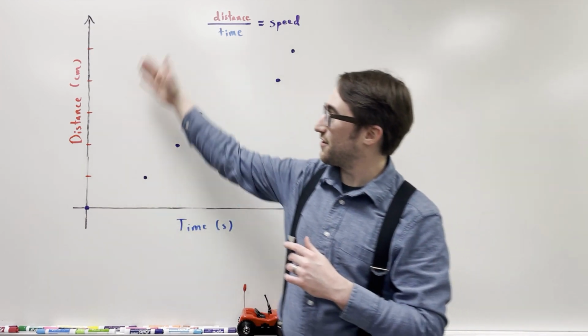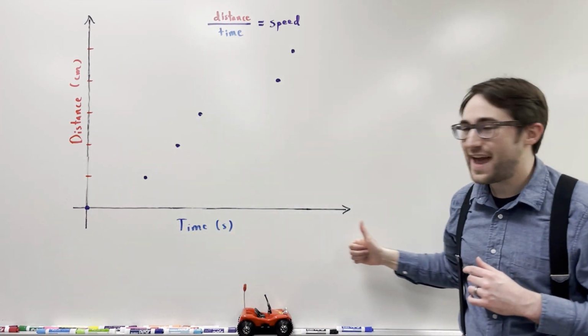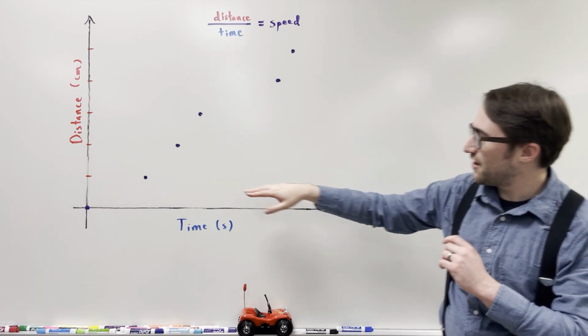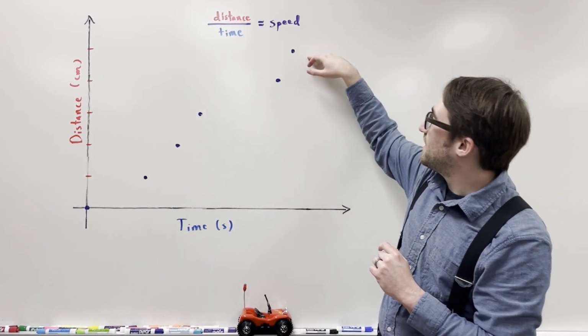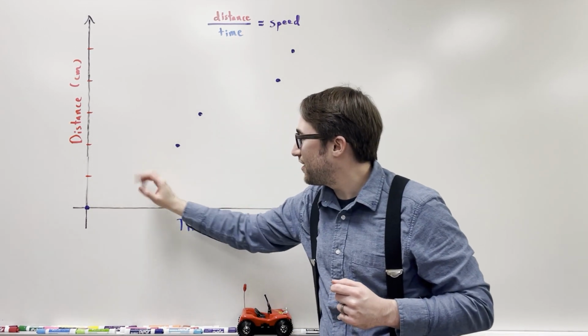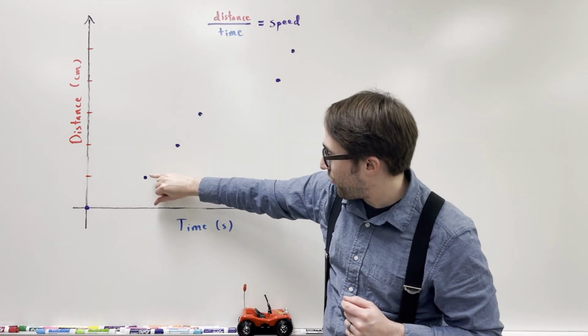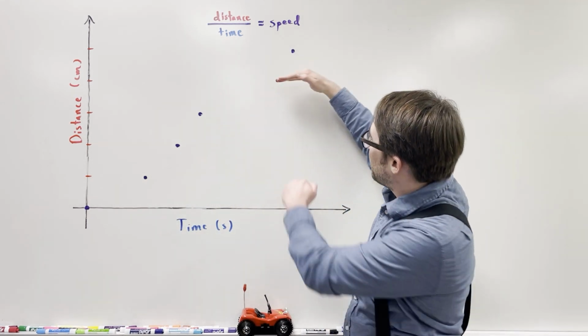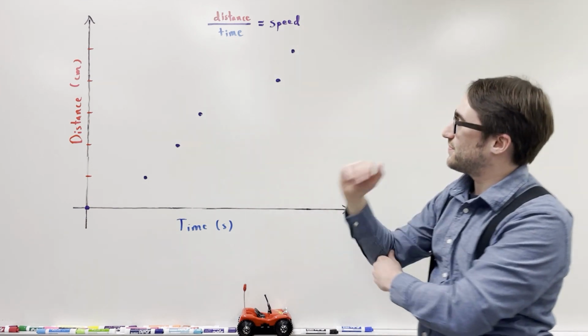I've got my distances on the y-axis and time on the x-axis, and I've placed out points to show how much time it took for the tumble buggy to move this far. 1 meter, 2 meters, 3 meters, 4 meters, and 5 meters.